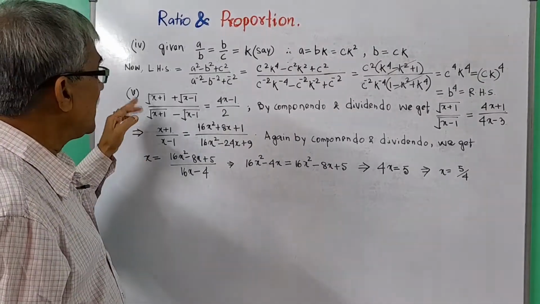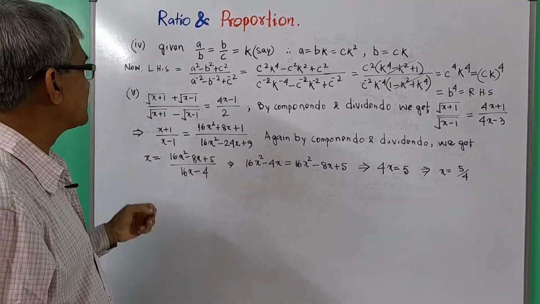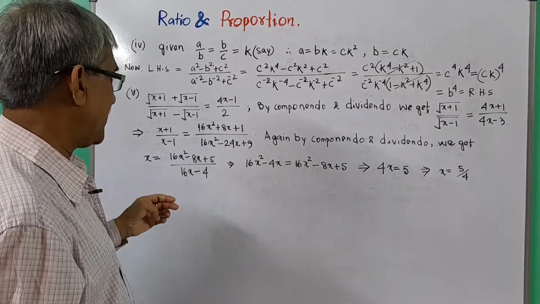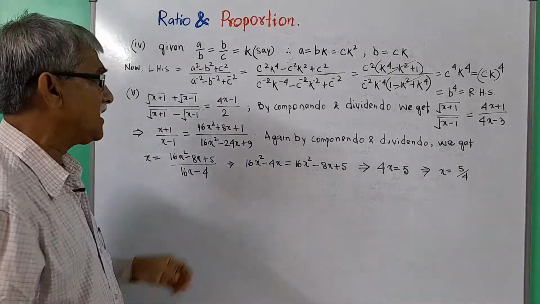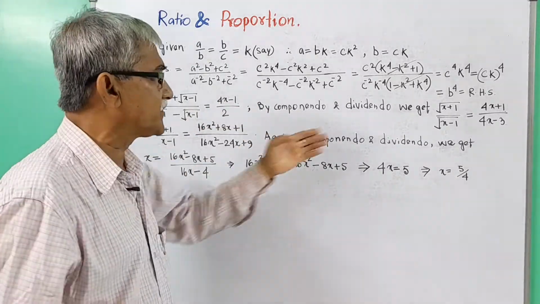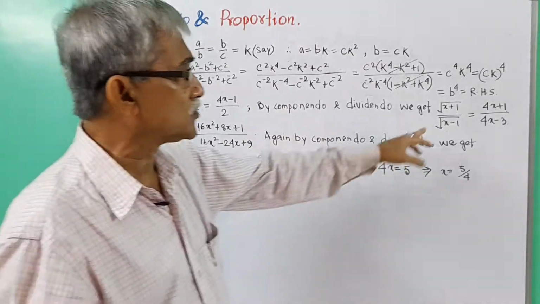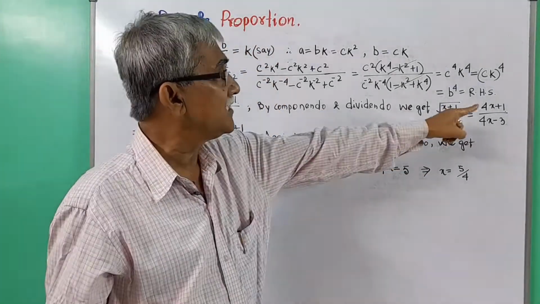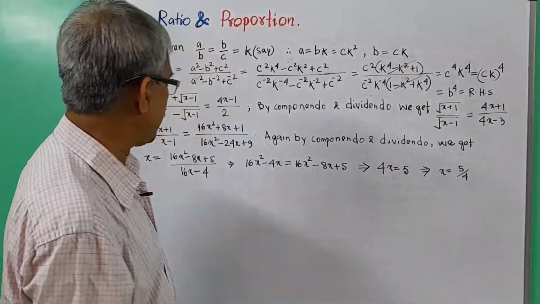And for the final sum, it is under root x plus 1 plus under root x minus 1 upon under root x plus 1 minus under root x minus 1 equals 4x minus 1 upon 2. So I have done componendo and dividendo. Very easy process, you know. So that way you get under root x plus 1 by under root x minus 1. That will be 4x plus 1 by 4x minus 3.